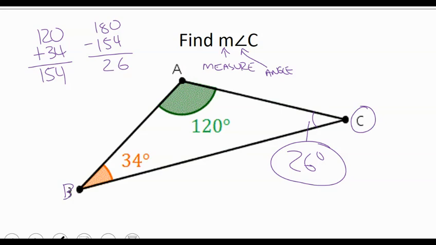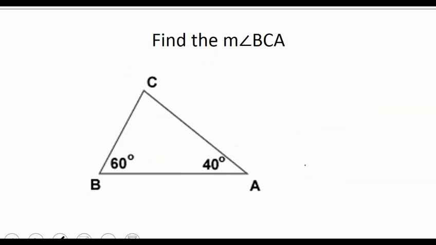All right, let's look at our next example. So this one says find the measure of angle BCA. Whenever you see three letters like that, the middle letter is what matters, that's the angle. So BCA, we're talking about finding this angle. And obviously it makes sense because we know the other two angles: angle B is 60 degrees, angle A is 40 degrees. But we're trying to find angle BCA.